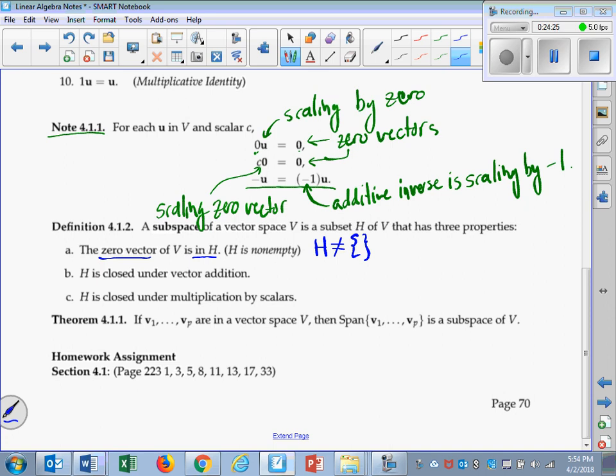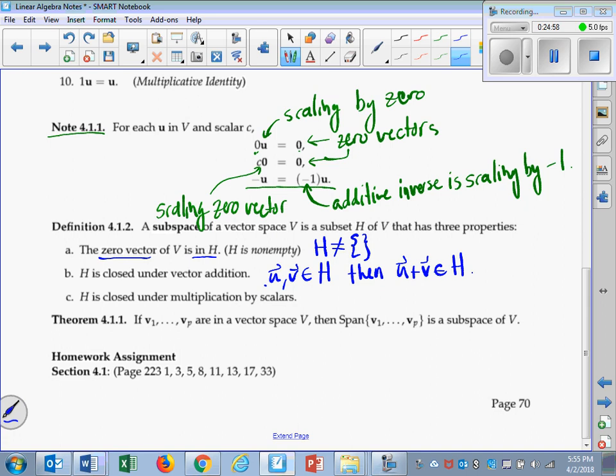The next property is that H has to be closed under vector addition. Let me just remind you of what that is. If we have U and V in H, then U plus V is still in the subspace, or is in the subset. So as long as vector addition doesn't cause it to leave the subset, then it's okay.